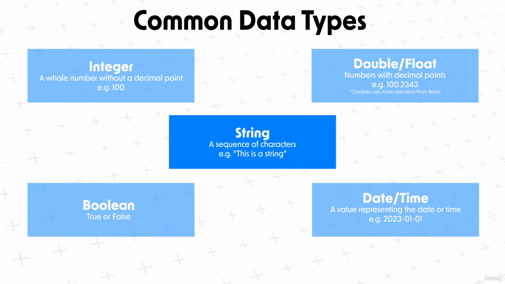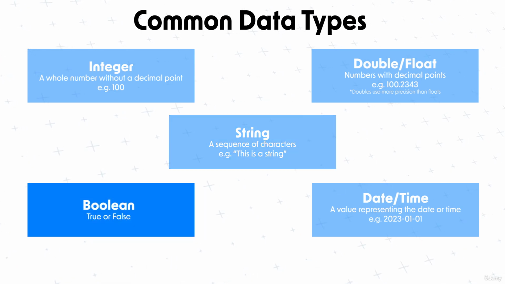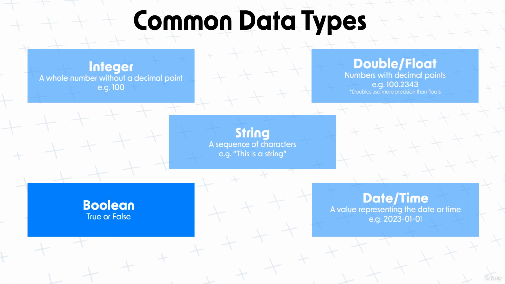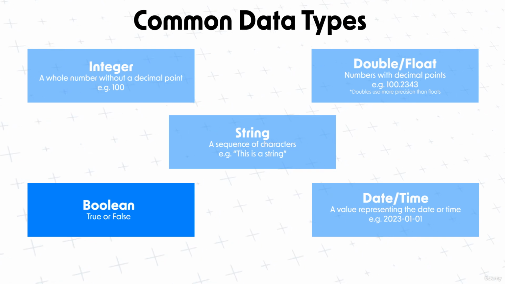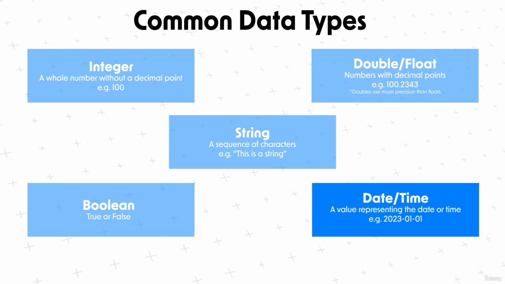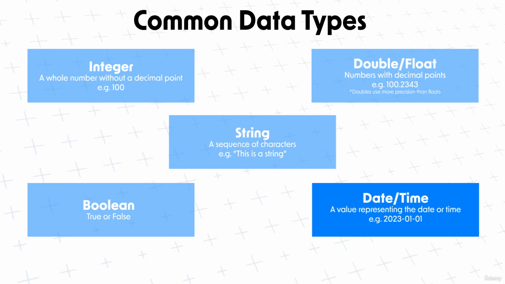You have string data types. These are sequences of characters, such as words or phrases. You have a Boolean data type, which is either true or false, so it can only store two values. You also have date-time data types. They represent specific dates and/or times.